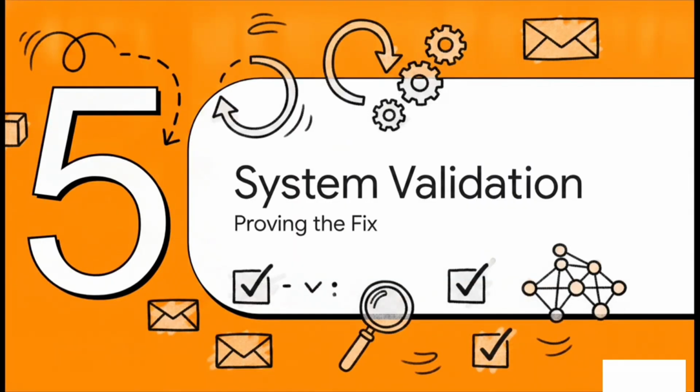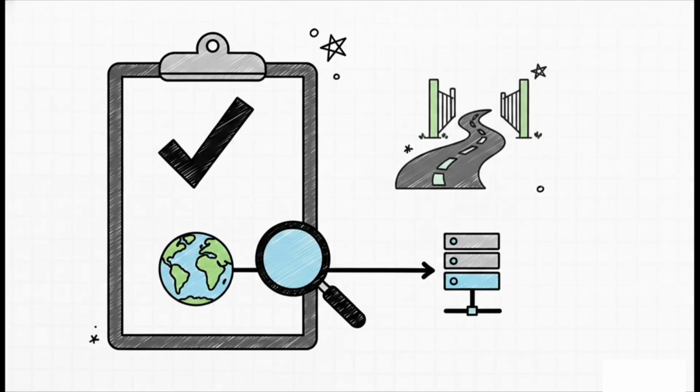Finally, Part 5, System Validation. So we've cleared the routing coma, we've enforced persistence, and we've repaired the DNS translation layer. Now, we enter the final phase. Professionals never assume a fix worked. We prove it. We use a two-tiered validation checklist.